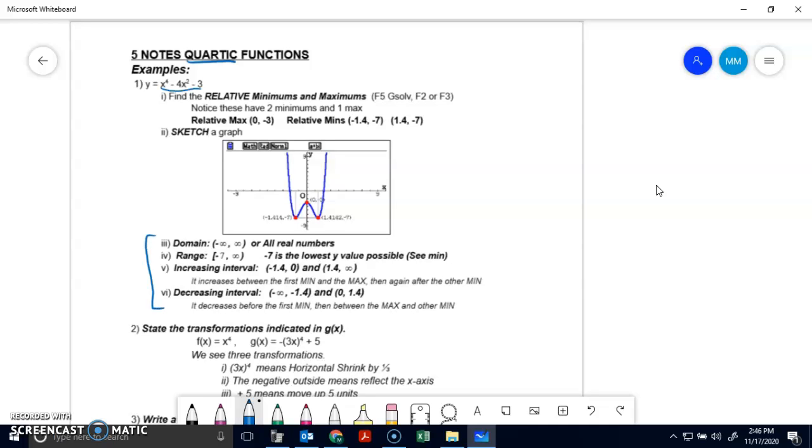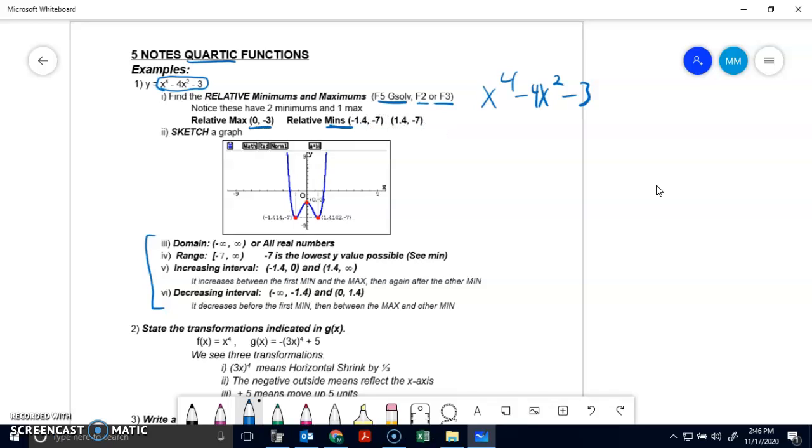So we're going to put this into the calculator: x to the fourth minus 4x squared minus 3, and then we do just like always, G-Solve and then min-max. Now notice there are two minimums and one maximum, so when you check the minimums, make sure you hit the right arrow and look to find the other one. There are two of them there, so find both.